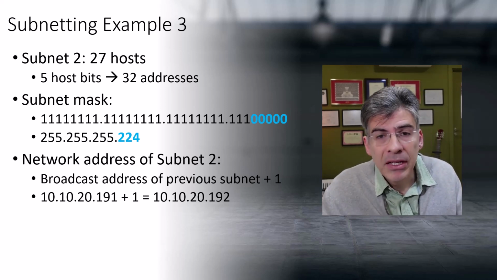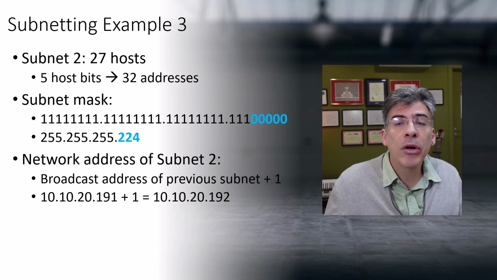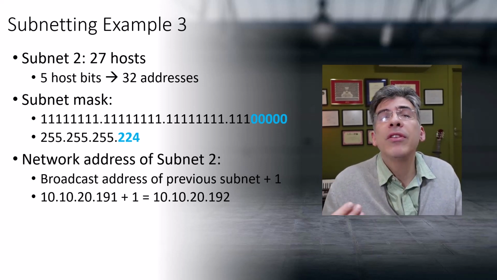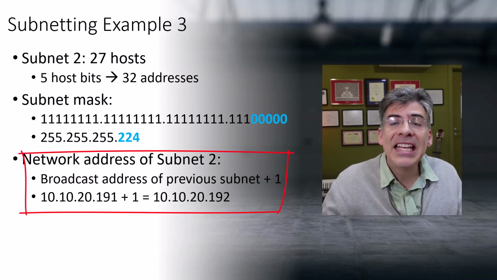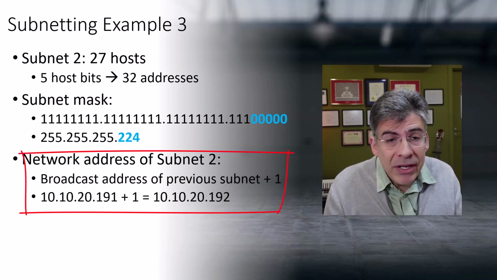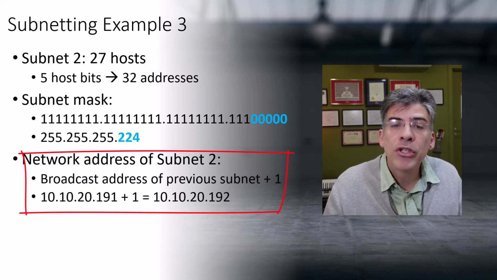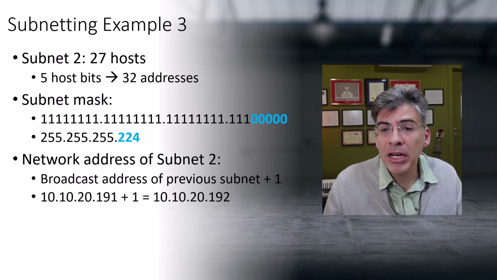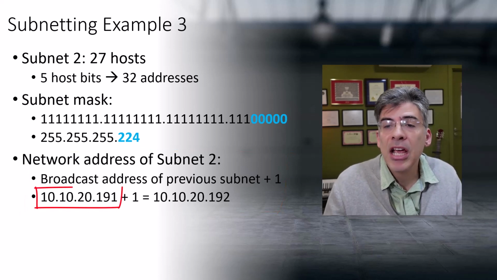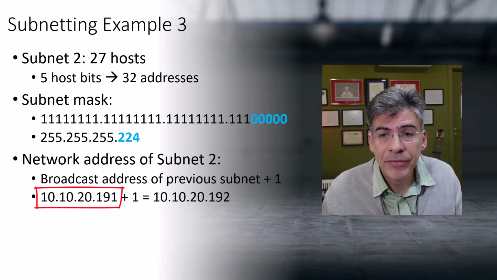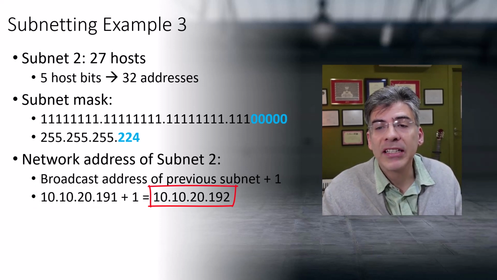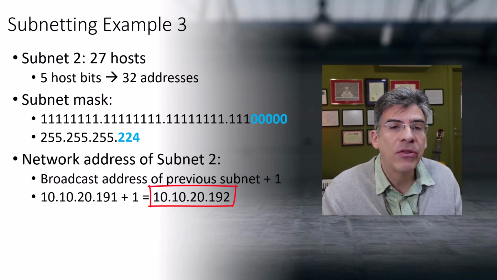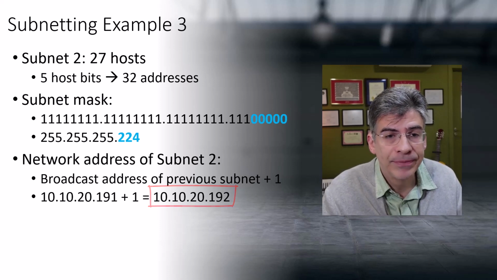Now previously, for the network address of our previous subnet, we used the network address of the address space we were given. What network address are we going to start with here? Well, we always use the following rule. The network address of this subnet is the broadcast address of the previous subnet plus 1. So for our first subnet, we had a broadcast address of 10.10.20.191. Adding 1 to that, we get 10.10.20.192. So this is our network address for subnet number 2.